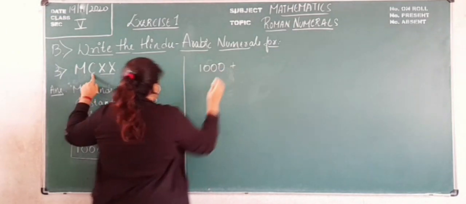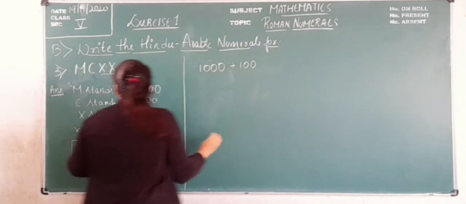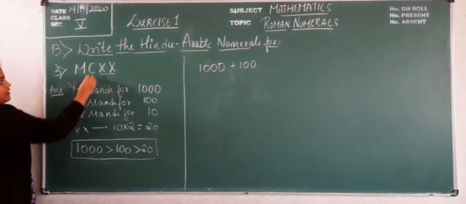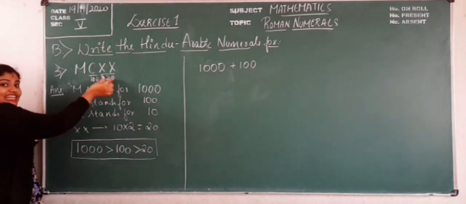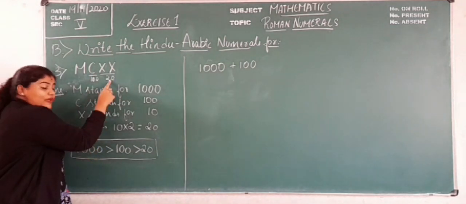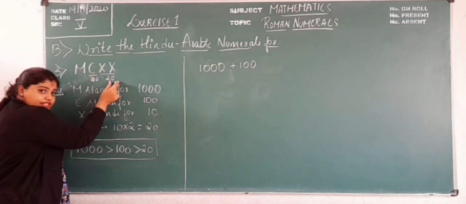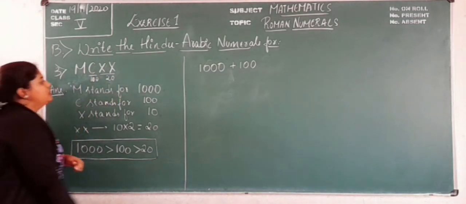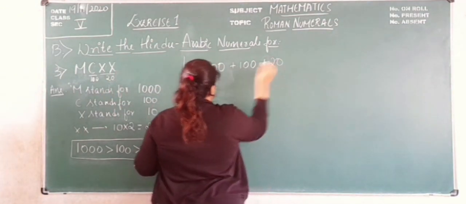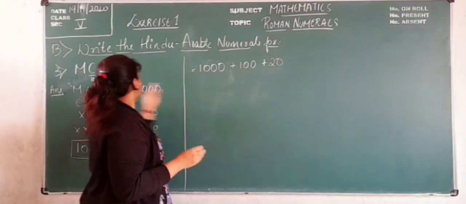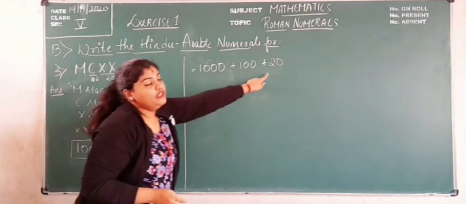So what is C? Yes, C stands for 100. Next we have 20. We also know that 20 is less than 100. So if we write a smaller value symbol after the greater value, it means addition. So I'll write plus. X stands for 20. So we got 1000. In the place of C, I have written 100. In the place of double X, I have written 20.